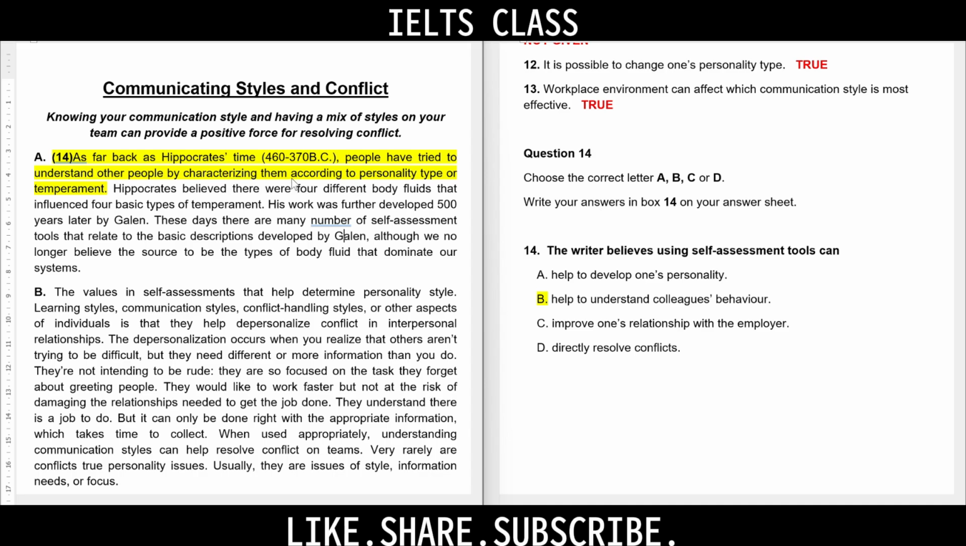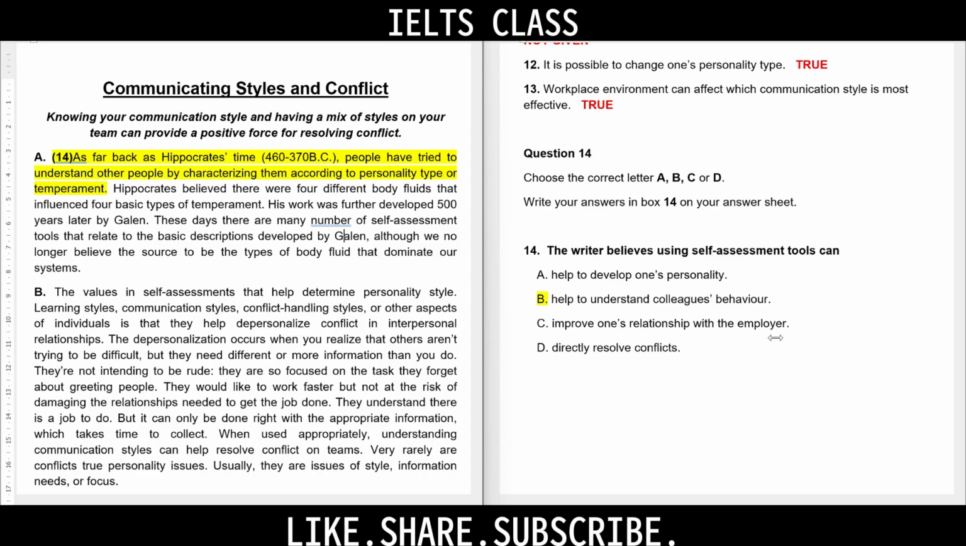And by categorizing them according to their personality type, people can understand other people's behavior. So it is indirectly true, because people understand other people by characterizing them into personality type. And how can we characterize people into personality type? By using self assessment tools. So indirectly, using self assessment tools can help to understand colleagues' behavior, other people's behavior. So this is correct. Let's see the third option, improve one's relationship with the employer.